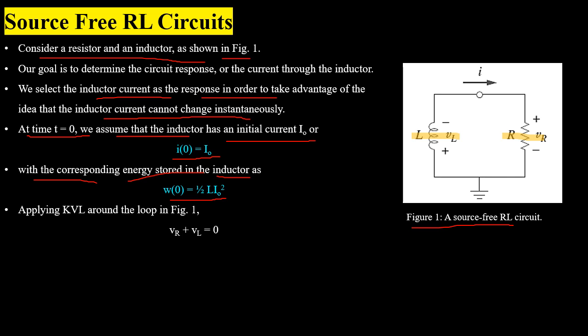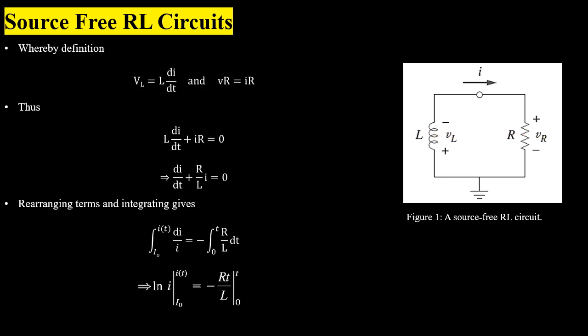Now for the response of this circuit, which is the current through the inductor, we will apply KVL to the circuit in figure 1. We will have a relation that the sum of the voltage across the resistor and the voltage across the inductor will be equal to 0. We know that the voltage across the inductor is equal to the product of the inductance with the rate of change of current, whereas the voltage across the resistor is equal to the product of the current through the resistor and the resistance. Now substituting these values and rearranging, we will have the relation di/dt plus (R/L)i equals 0.